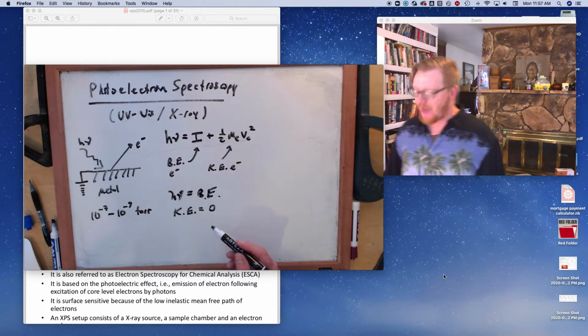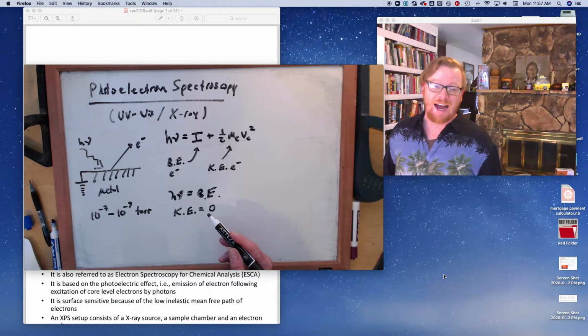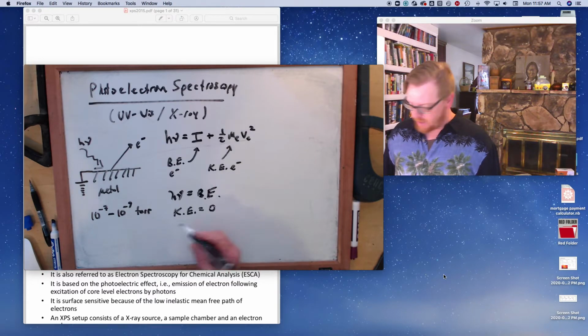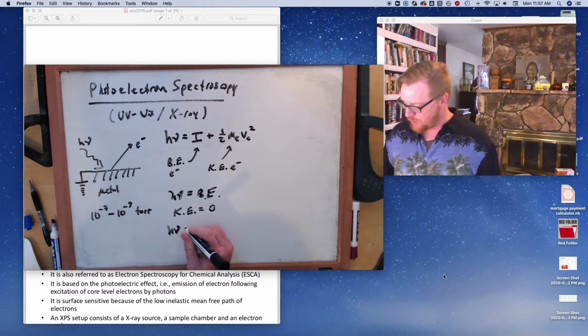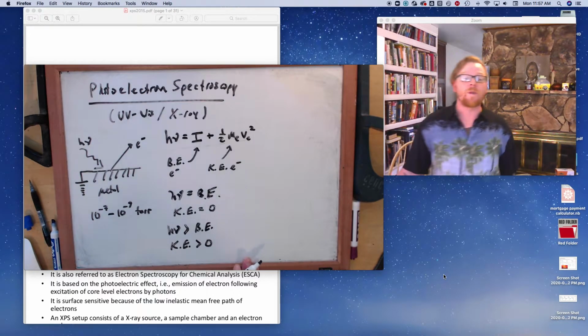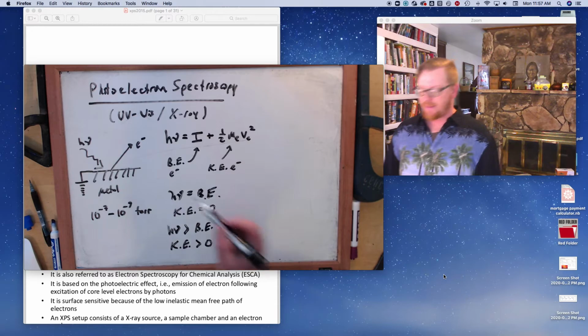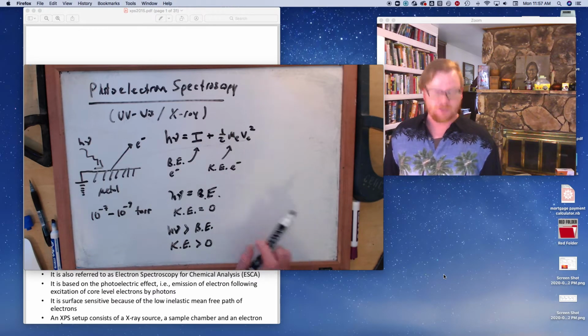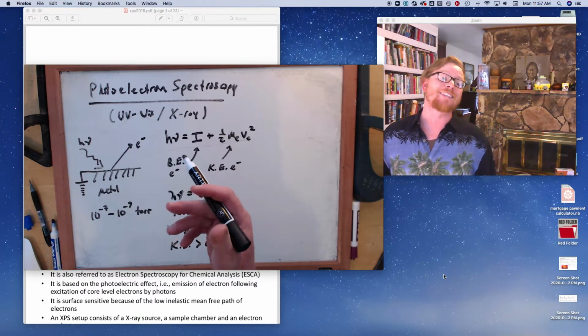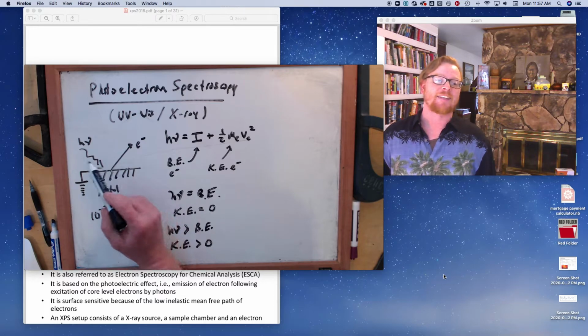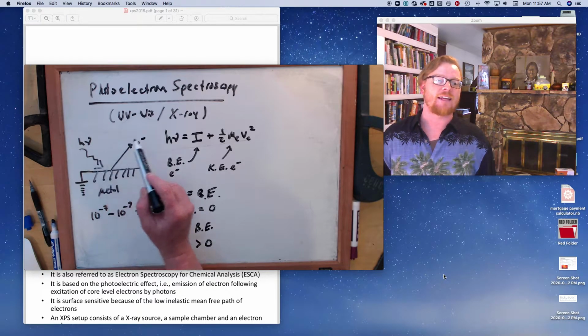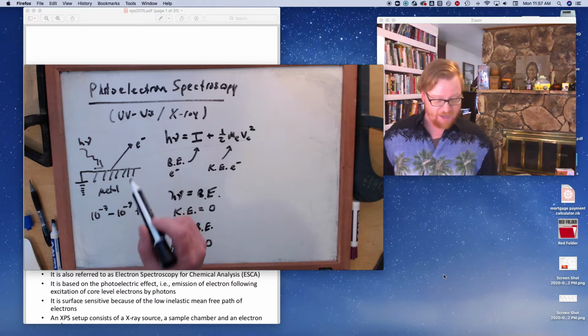Okay, so we call that threshold ionization. What we really need is for hν to be greater than the binding energy, because then the kinetic energy of the ejected electron will be greater than 0, and that will allow the electron to fly off the surface. And that's actually what is detected in this technique. It's not the light that's detected, it's the ejected electron.